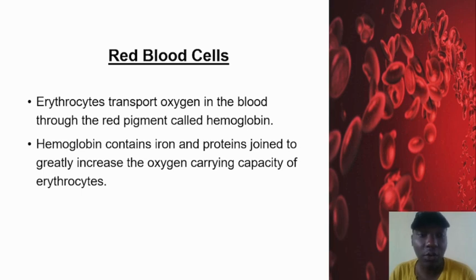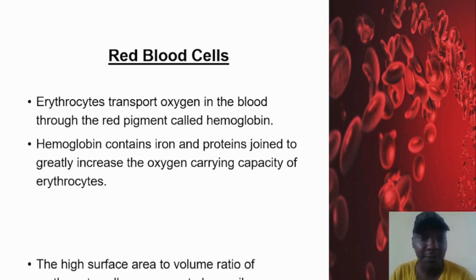Now, the hemoglobin contains iron and proteins joined together to greatly increase the oxygen carrying capacity, or the ability of the red blood cells to carry the oxygen. So the hemoglobin contains these two major components that help to increase the capability of carrying the oxygen.